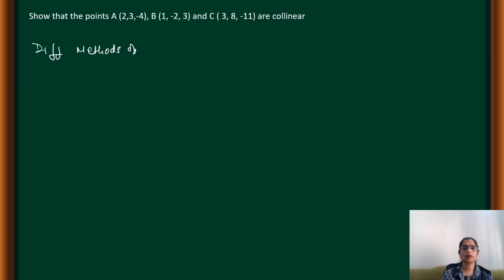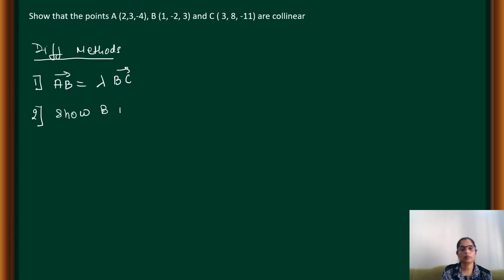Different methods of showing that the points are collinear. What are they? First, we can show by what we learnt in this lesson. That is AB vector is equal to lambda times BC vector, where lambda is a non-zero scalar, we know that. Correct? Here we have to show that B is a common point.